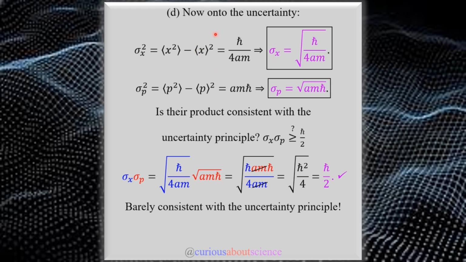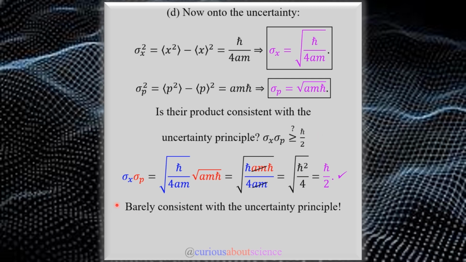Expectation of x was 0, easy enough. Expectation of p was 0, easy enough. So we're taking the square root of amh bar, and you see in purple we have both of our standard deviations in position and momentum space. And we want to know, is their product consistent with the uncertainty principle? So is their product greater than or equal to h bar over 2? Well, let's multiply them together.